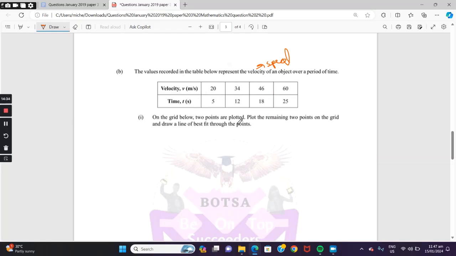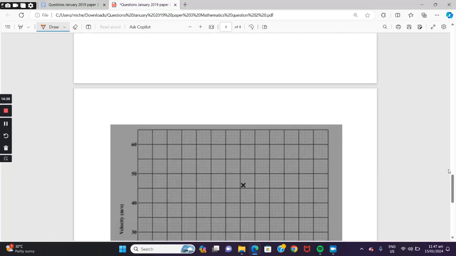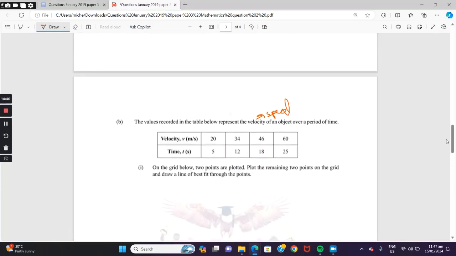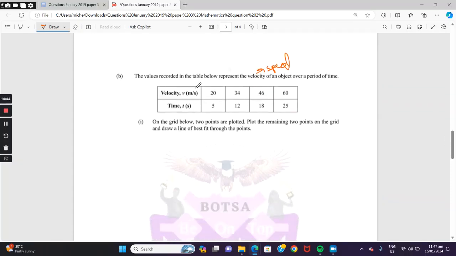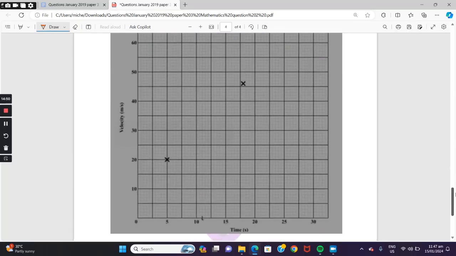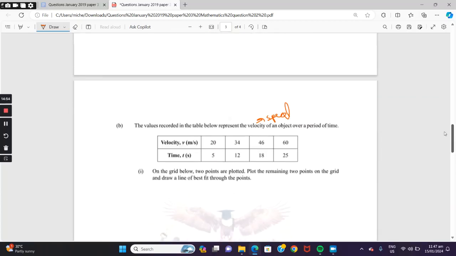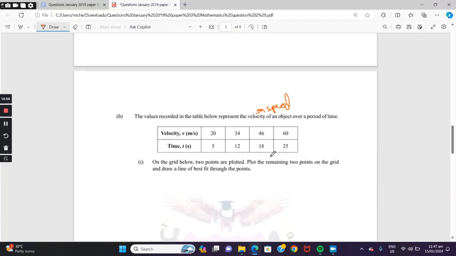So on the grid below, I actually have the grid here. On the grid below, 2 points are plotted. Plotted means drawn on the graph, right? You see this point here, see that point there. Plot the remaining 2 points on the grid and draw a line of best fit through the points.